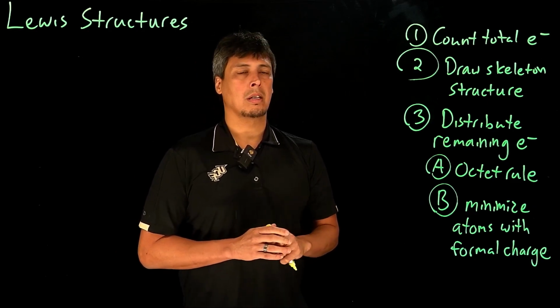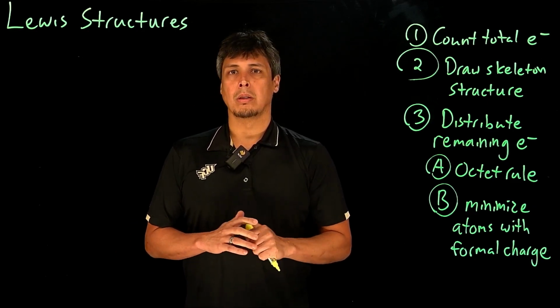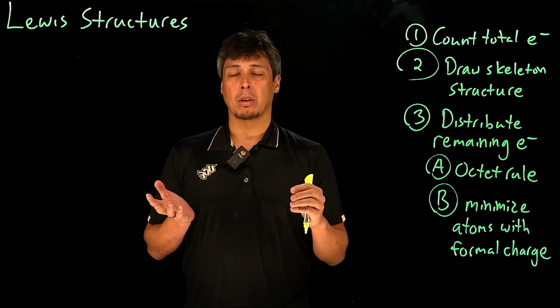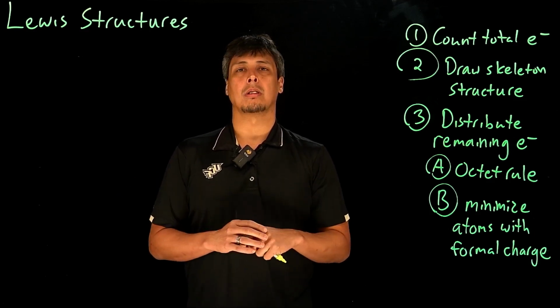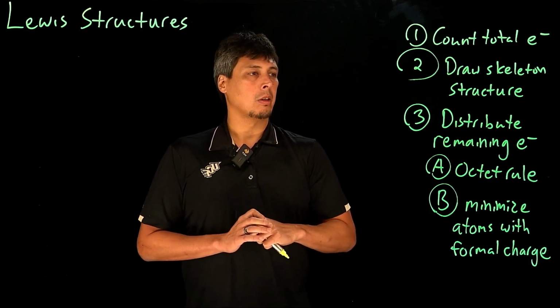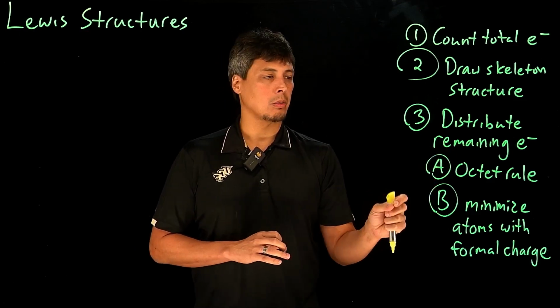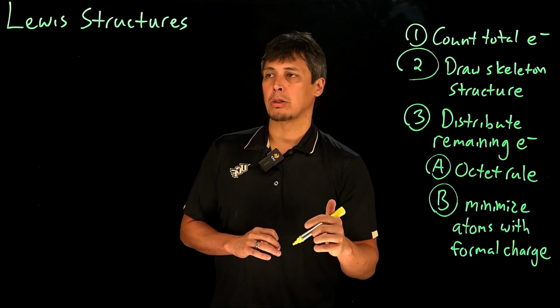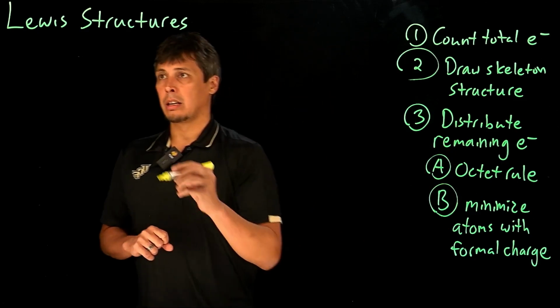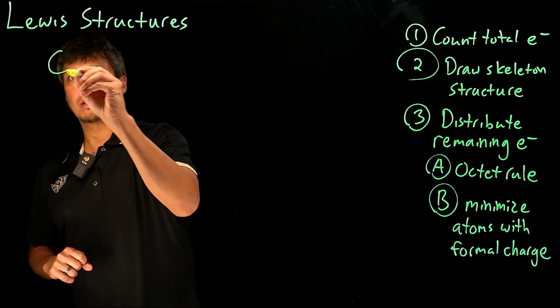Two, we're going to draw a skeleton structure, and we're going to draw two electrons in between each atom, and then we're going to distribute the remaining electrons, making sure we account for the octet rule and also minimizing the formal charge on atoms. So let's take an example of tetrafluoromethane.